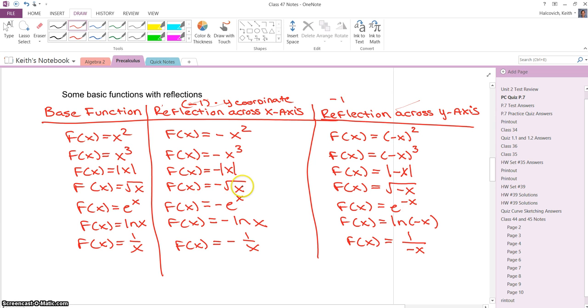And remember, reflecting across the y does -1 times the x coordinate. That's what each one would do.